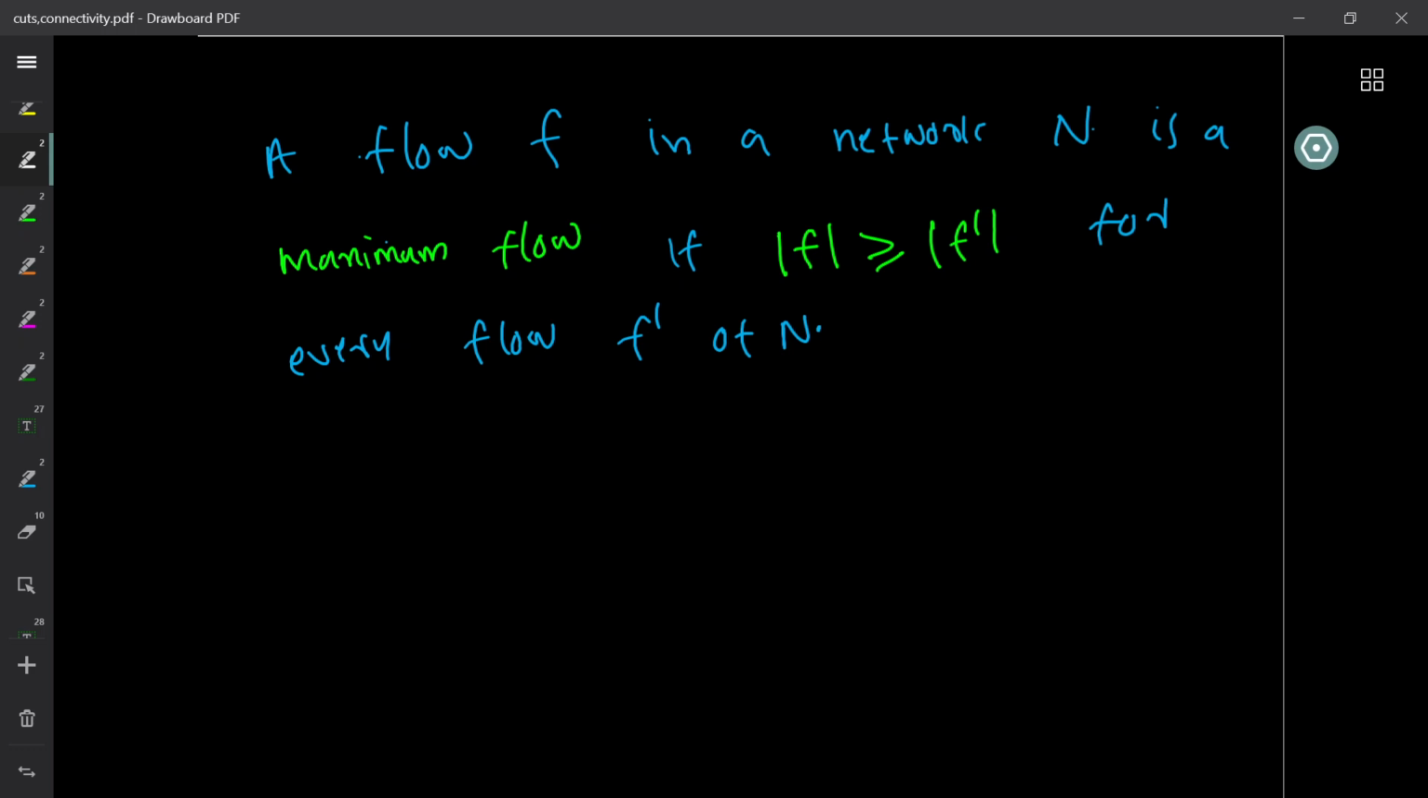And a flow is maximum if for any other flow f', the value of the flow is greater than or equal to the value of the other flow. So if f and f' are flows, f is a maximum flow if for every flow f' that we can define over N, the value of the flow f must be at least as big as the value of the flow f'.